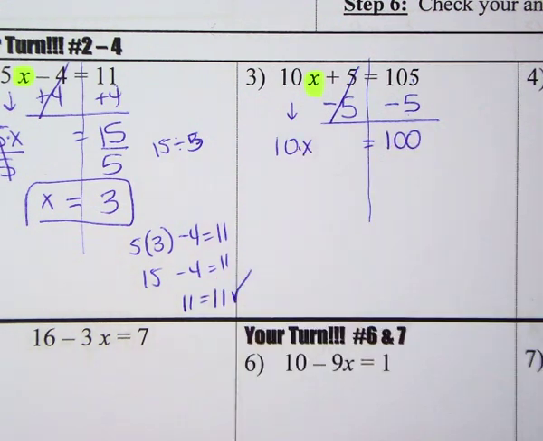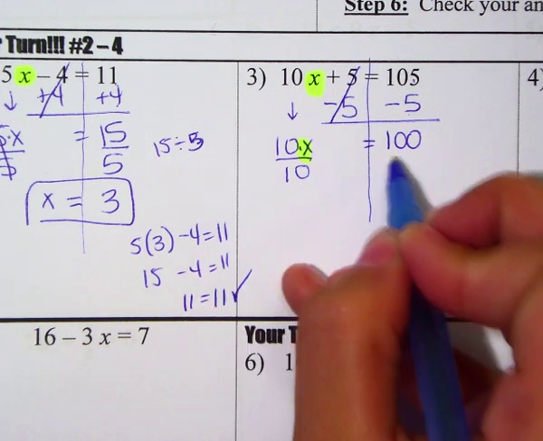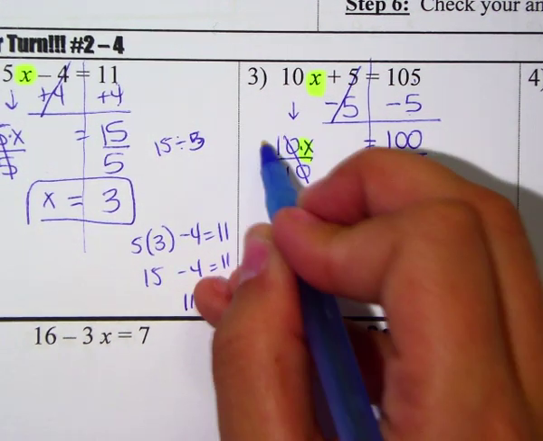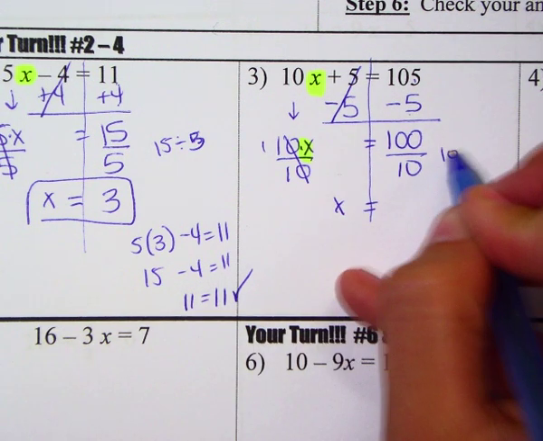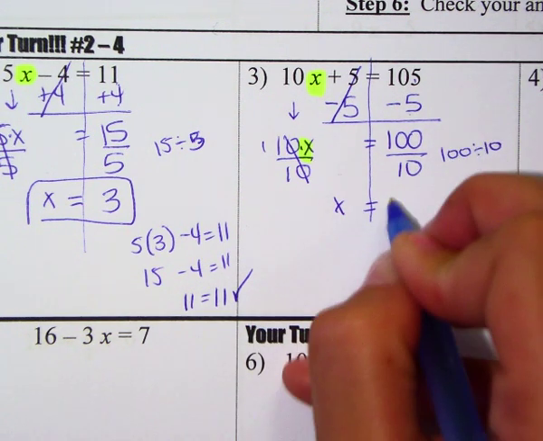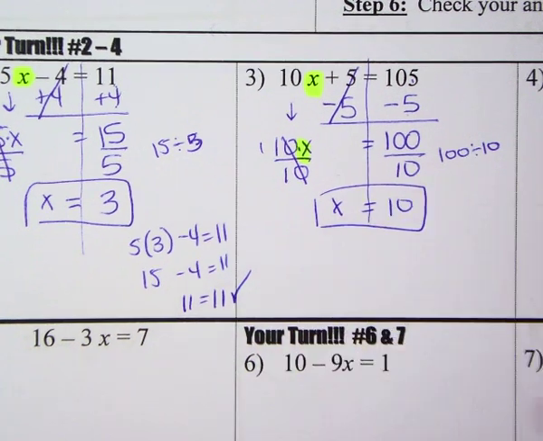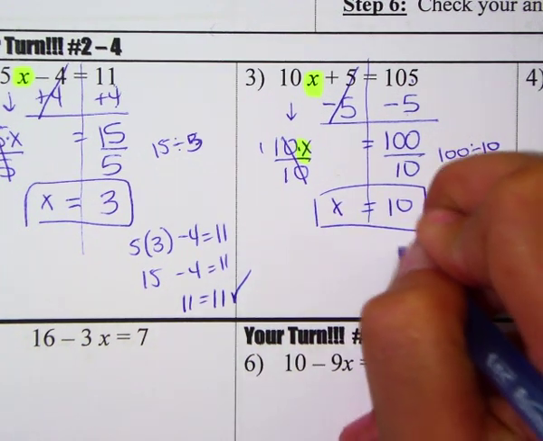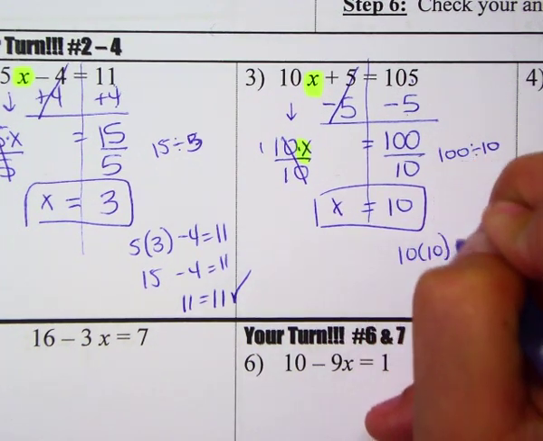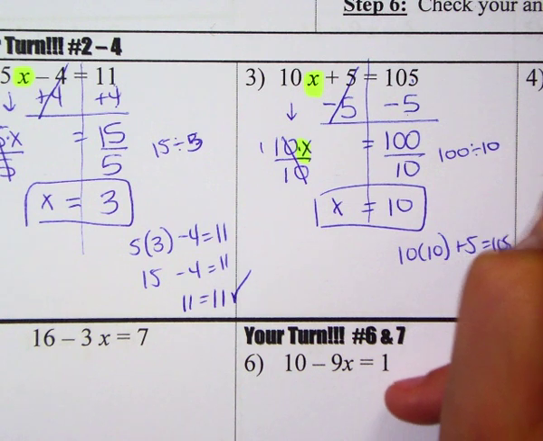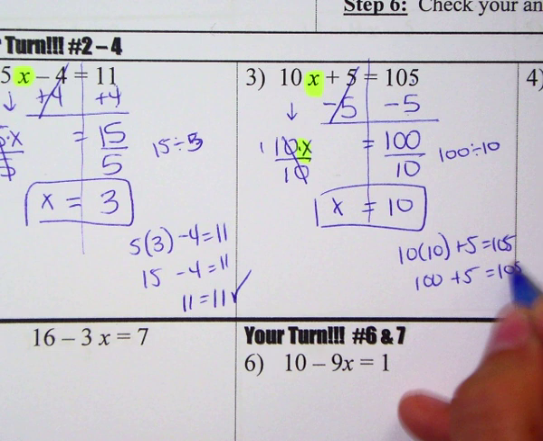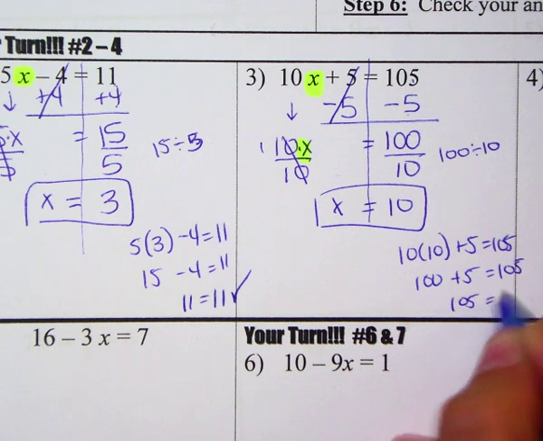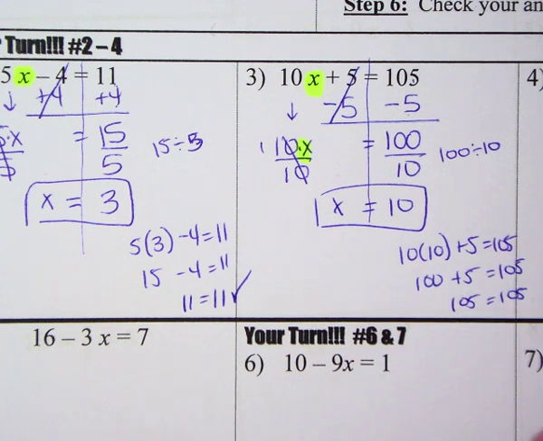Inverse operation of multiplication is division. Divide by 10. 100 divided by 10 is 10. Quickly check by substituting. And there we go.